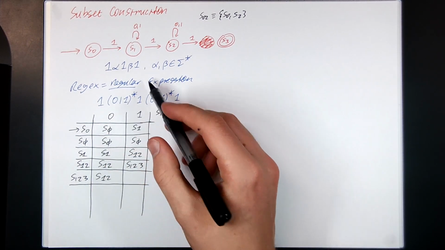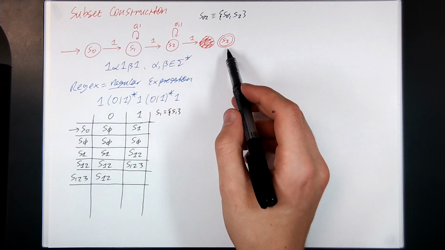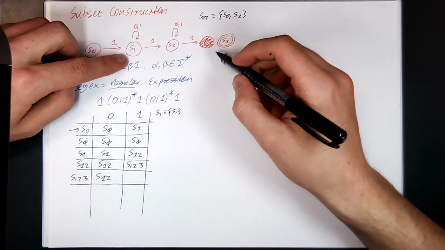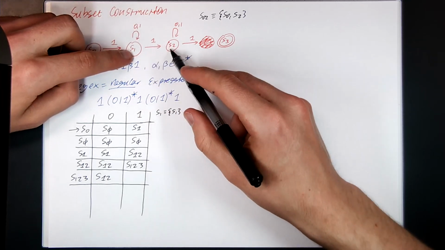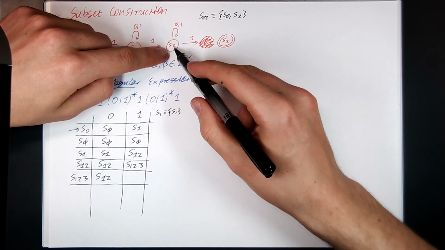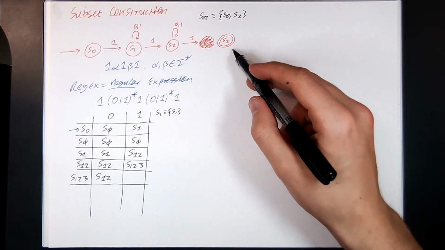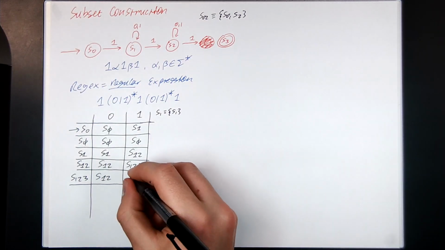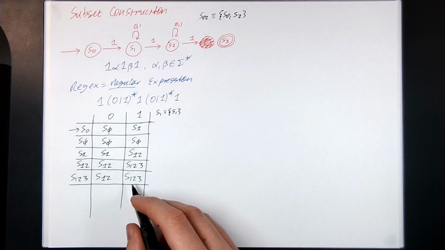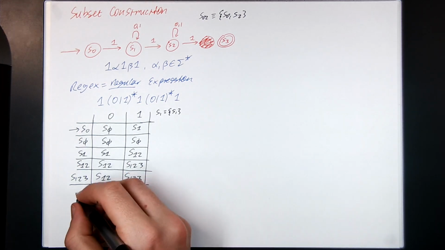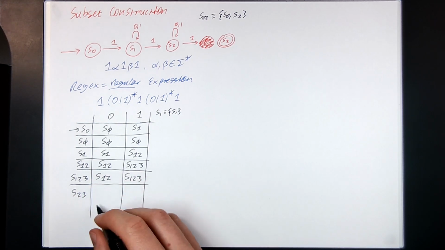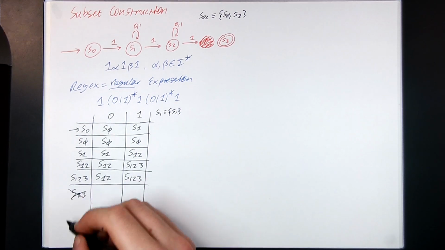Same for 1. If I'm in either of these 3 states, and I see a 1, where can I go? Well, if I'm in S1, I can go to myself or to S2. If I'm in S2, I can go to myself or to S3. And if I'm in S3, I can't go nowhere. So S1, 2, 3. All the reachable states are explored. I don't need to go any further. So for example, S23 can never be reached, so I don't need to explore it.